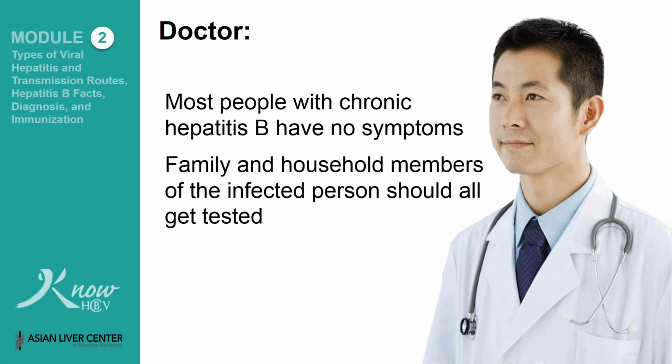Your brother is right. Most people with chronic hepatitis B infection have no symptoms. Many were infected from mother-to-child transmission and child-to-child transmission in early childhood. You, like your brother, could also have become infected. That is why if one member of the family has chronic hepatitis B, the remaining family members should also get tested to see whether they are also infected or need to be vaccinated.